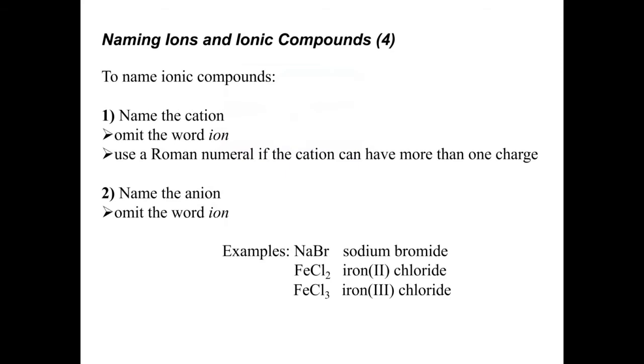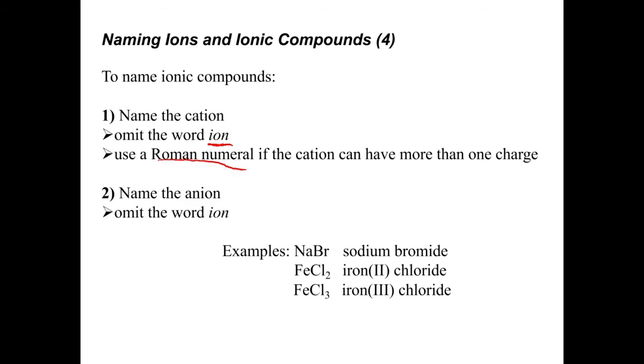Okay, so naming ions and ionic compounds. If we're going to name an ionic compound, the first thing we do is name the cation. And notice we didn't say potassium ion chloride or something like that. So you omit the word ion. If the cation has more than one charge possible, we use a Roman numeral to indicate the charge of the cation. Then we name the anion, of course omitting the word ion, and change the base name ending to IDE. If you're naming the anion, you've basically already done that.